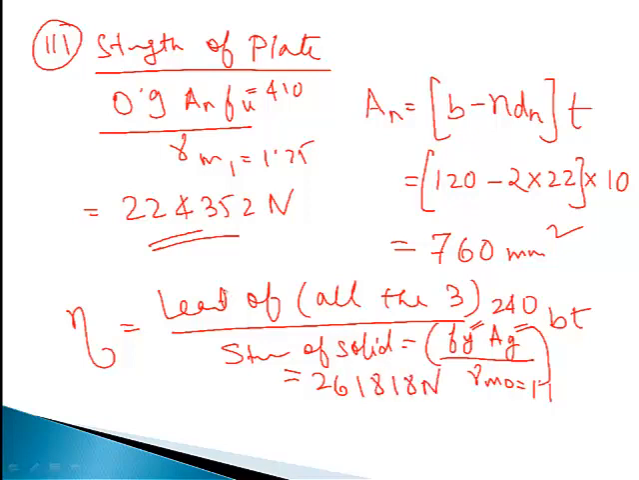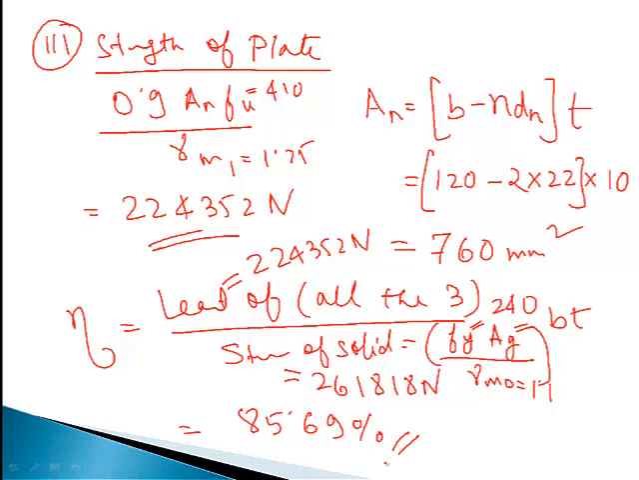261,818 Newton. The least of all three is the strength of plate, so it's 224,352 Newton. You will get efficiency around 85.69%. Okay, so this is one numerical.